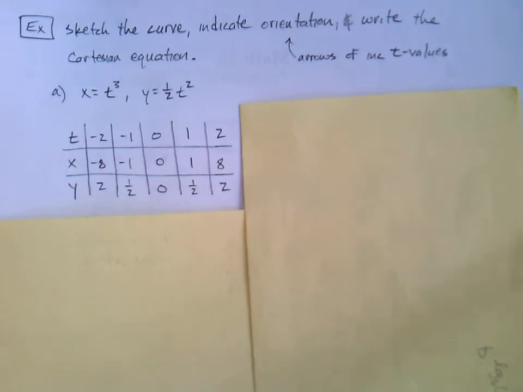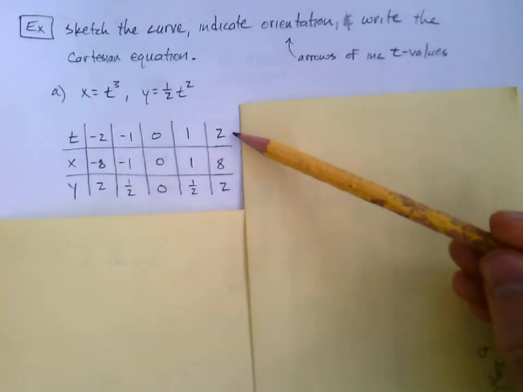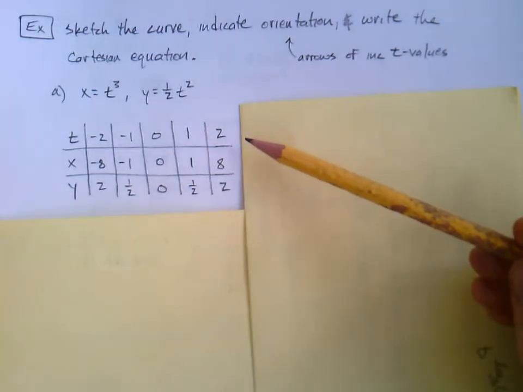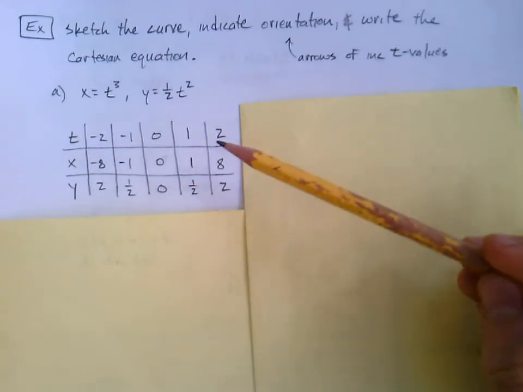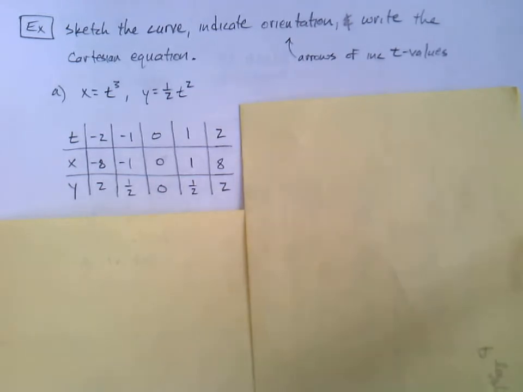Okay. Why did I pick just these? Hey, I could have gone -3 and +3. I'd like to stick with the whole numbers, and some negatives, some positives. Zero is a good idea.